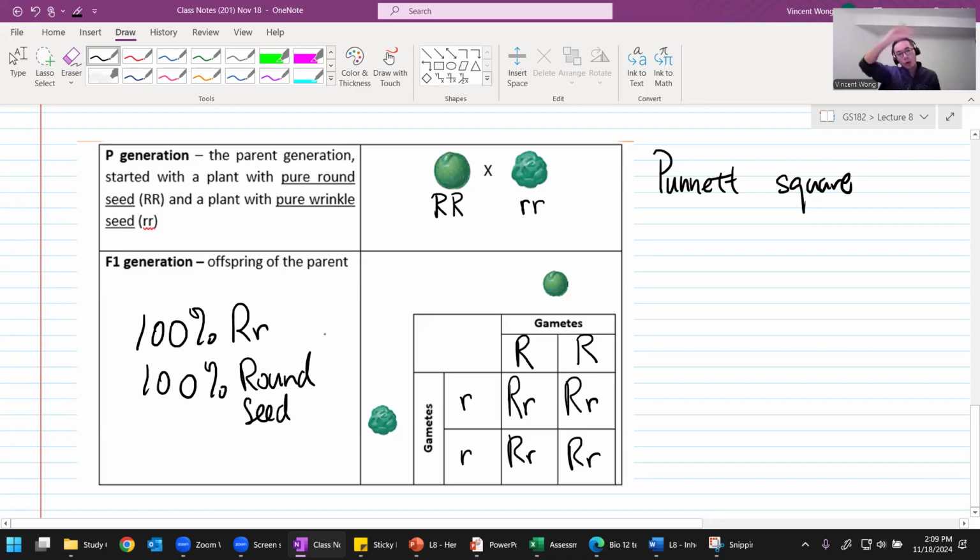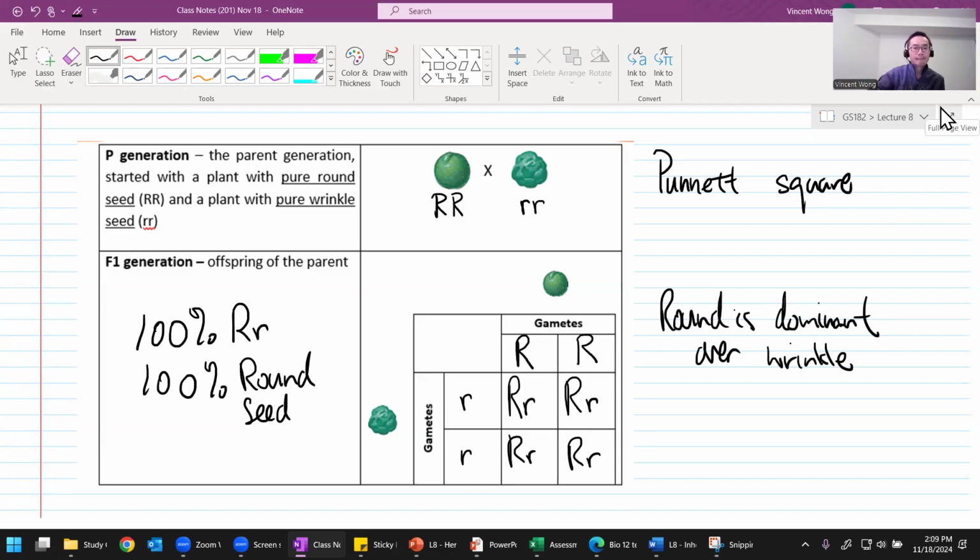So if you take pure round crossed with pure wrinkle, in the first generation, all of the plants will have round seed. So this shows that round is dominant over wrinkle.